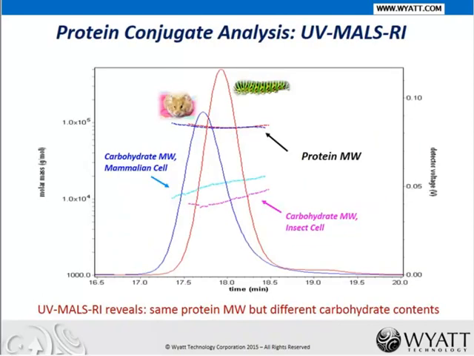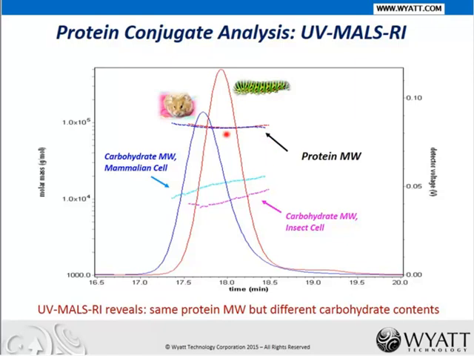Protein conjugates are not only polydispersed in molecular weight, often they're polydispersed in composition as well. So it is desirable to measure the composition across the peak. I showed a couple of examples before that use UV, MALS, and RI to measure the composition. I will show another example here too. That is the same protein but expressed from different cell lines.